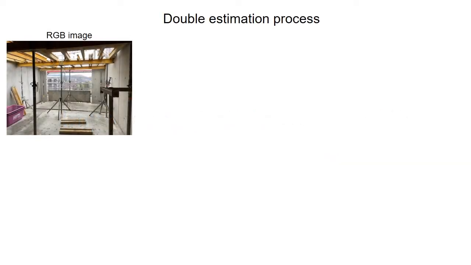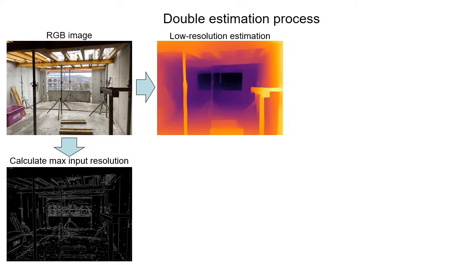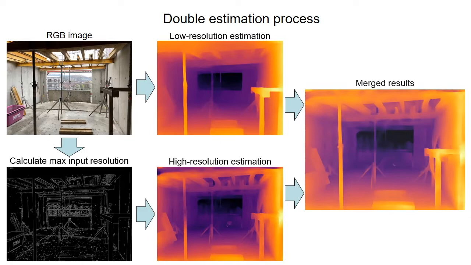To improve the details and edges in the depth maps, a double estimation has been implemented. A first estimation with low input resolution is carried out. Then a maximal input resolution is calculated, using the edge map of the image to ensure that contextual cues are not too far apart. With the calculated high resolution, the second estimation is executed. Finally, the two estimations are combined together using a pre-trained 10 layers UNet.